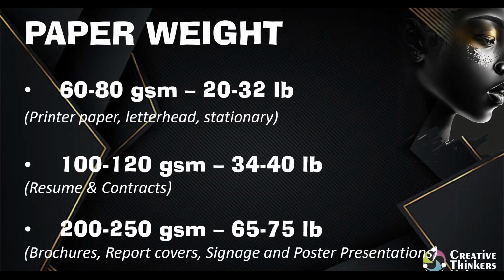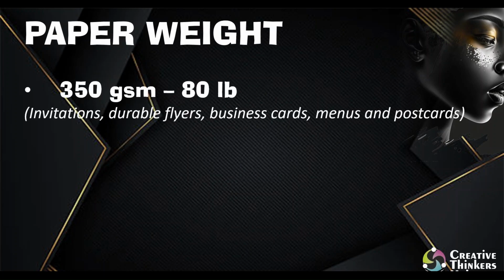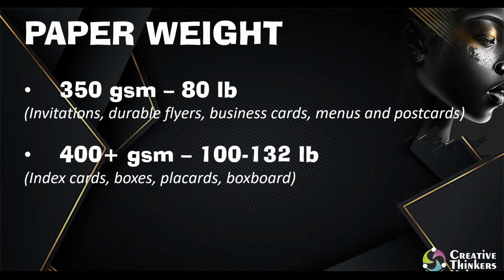Then you get 200 or 250 GSM, where brochures, report covers, signages and poster presentations are done. Then, taking it further, 300 GSM or 80 pounds is where invitations, durable, thick flyers, business cards, menus and postcards are printed, because you want them to last a long time, so they should be thick. And then there are super thick, 400 plus GSM papers, 100 to 132 pounds. These are index cards, boxes, placards, or in certain countries, they are also called box board. So that is what it is.